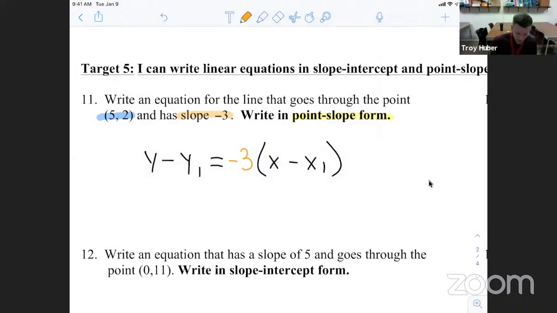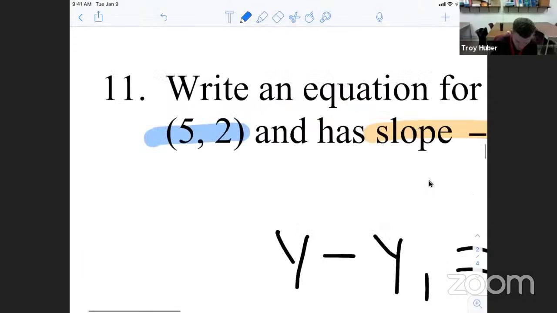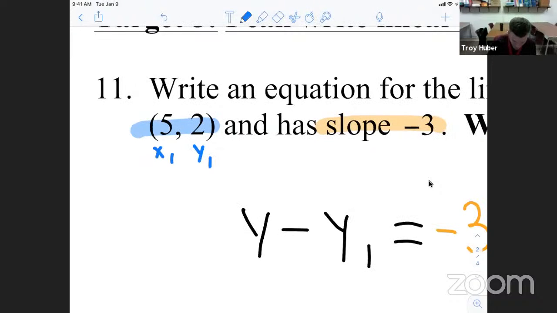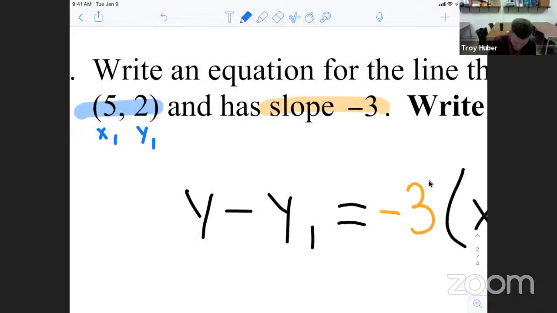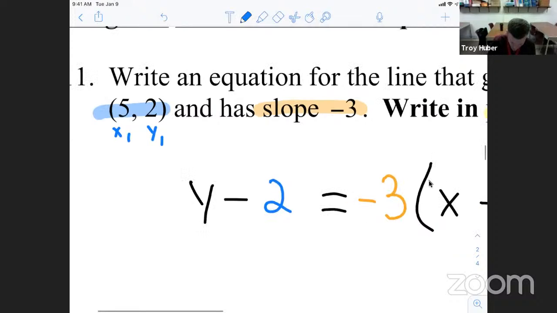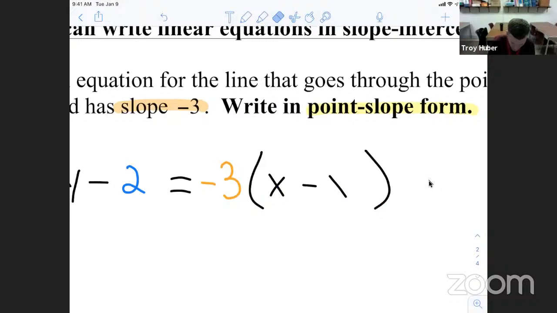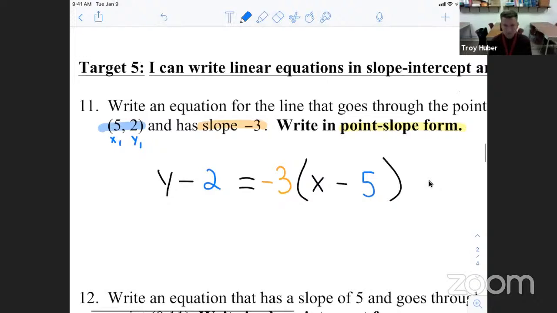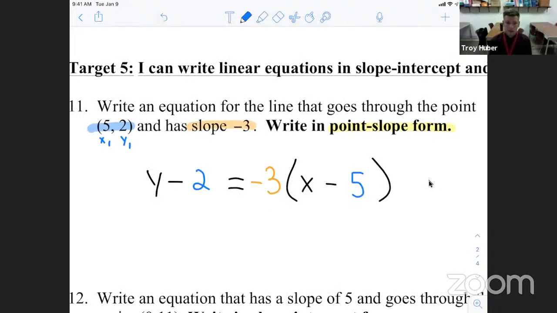Now watch out for our point. This point is going to be x1, y1. This y1, notice, is a positive 2, so I want this to be minus 2. And then x1 is a positive 5, so I want this to be minus 5. And that's it. That is your equation in point-slope form. There's nothing else that we have to do on this one. We did it.